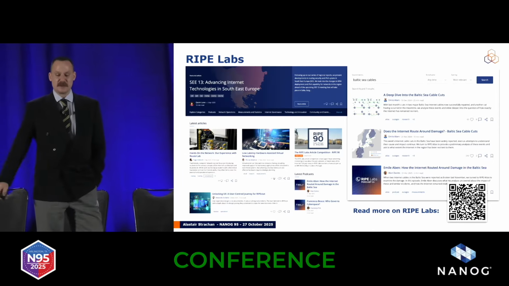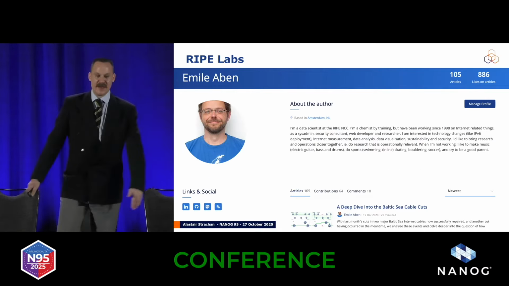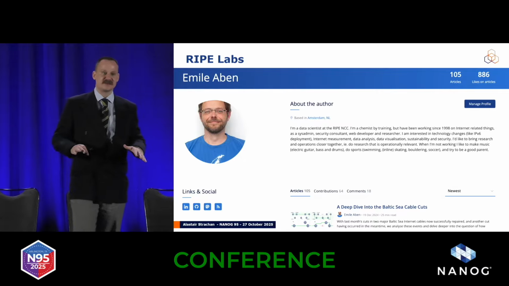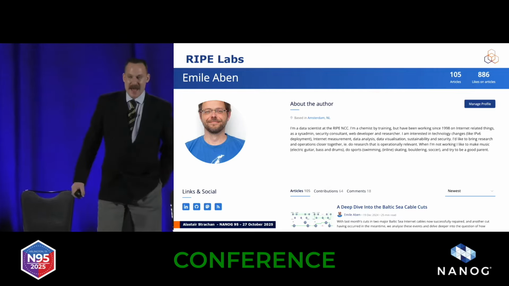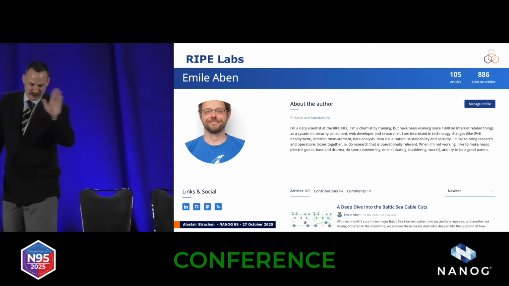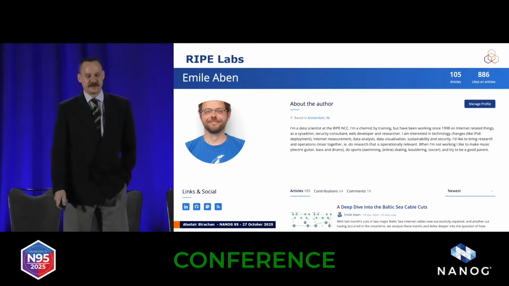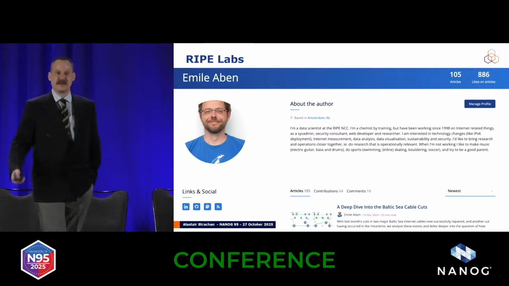Now, I've mentioned my colleague Emil. The reason I'm throwing this slide up is because Emil is one of the data scientists at the RIPE NCC. And if you hate this presentation, it's all his fault. If you love it, it's mine. I'll take all the credit if you like it. But Emil is doing a lot of cool things with RIPE Atlas data and other data that we have at the NCC.